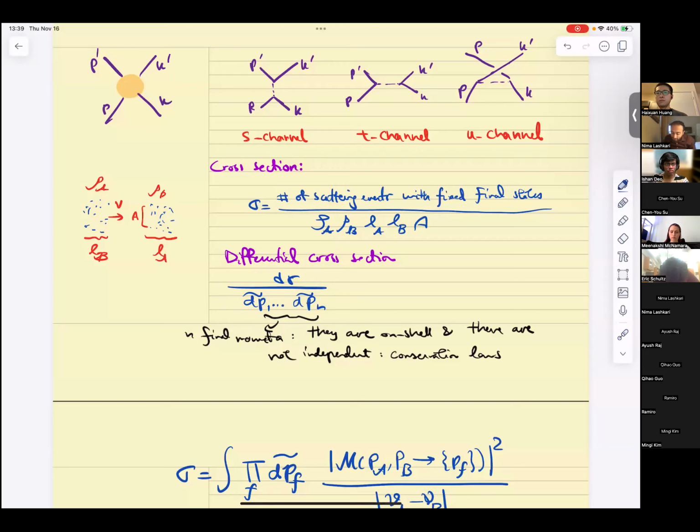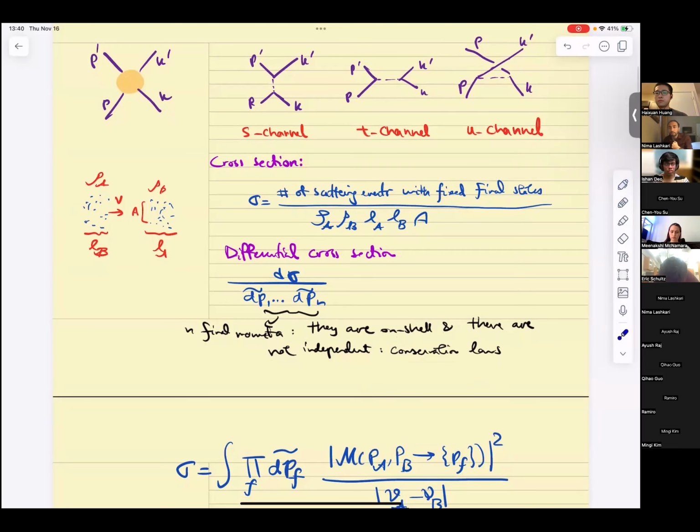So if you integrate this differential cross-section over all the final momenta, you get the total cross-section, right? Notice that these are outgoing momenta. They are on shell, and they're not independent, meaning that there are conservation laws, right? If you fix the initial momenta, the final momenta have to add up to the initial momenta. That's conservation of momentum, right?